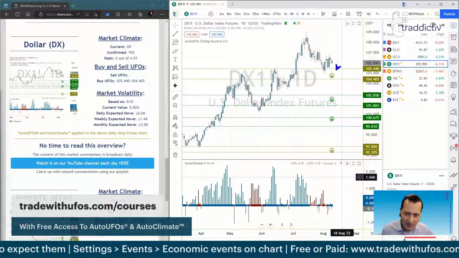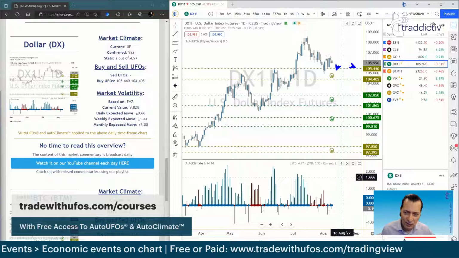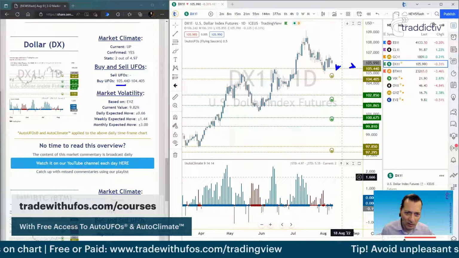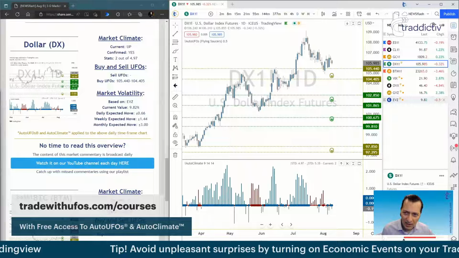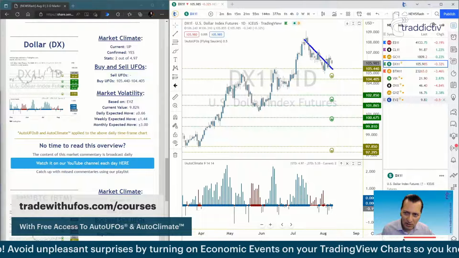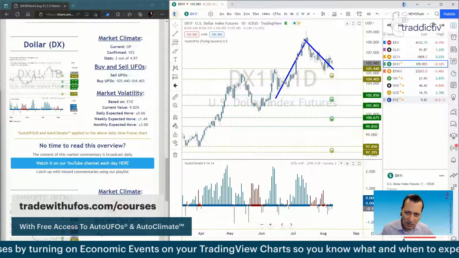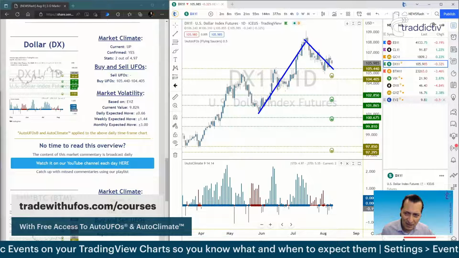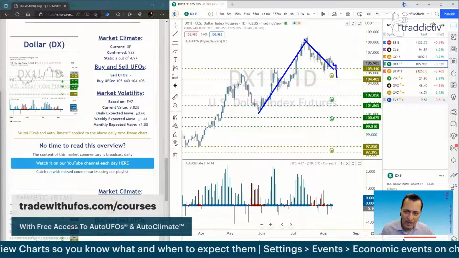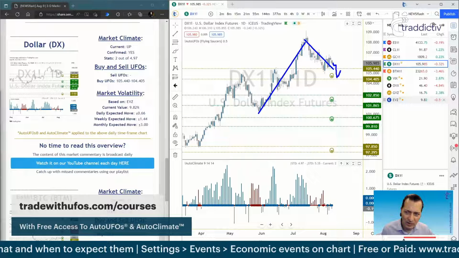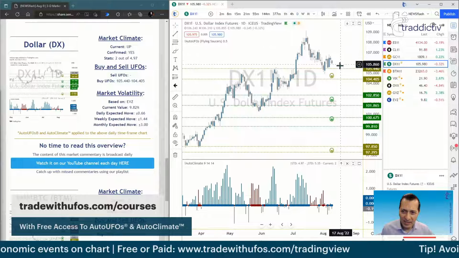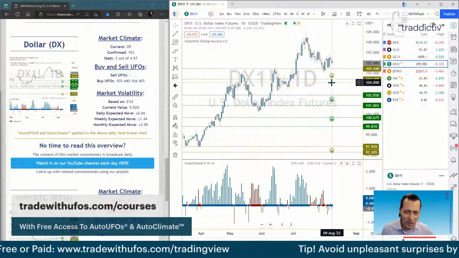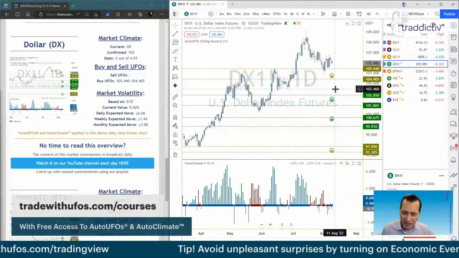But in any case, if that's what's going to be the case, we got a green UFO at 105.44. So really, the setup of this market is quite bullish. This certainly looks like a correction to the downside in the context of an impulsive move to the upside. So the expectation would be for the dollar to come into the green UFO and then bounce and continue going higher. This would likely bring many other markets down. So we're going to have to see what happens.